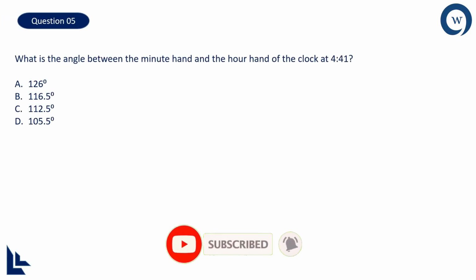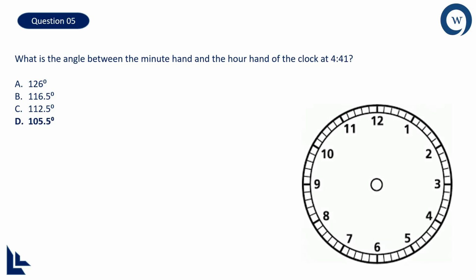Right. We'll move on to the last problem of this video, and that is question number 5. Question is here and the answer choices are also here. What is the angle between the minute hand and the hour hand of the clock at 4:41? The answer is 105.5 degree. How is this the right answer? At 4 o'clock, hour hand will be pointing to 4. You know that. Now the time is 4:41 and you need to find out the angle between these two hands at 4:41.